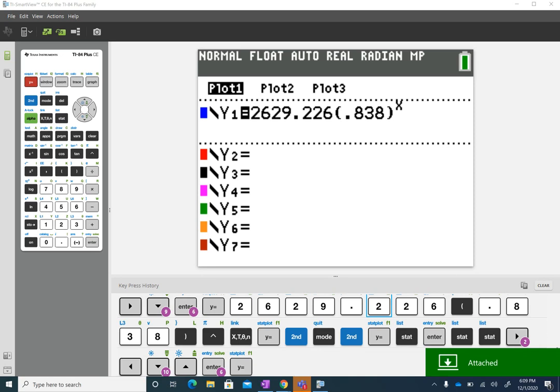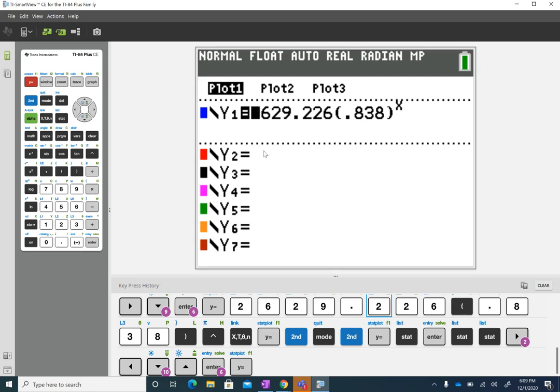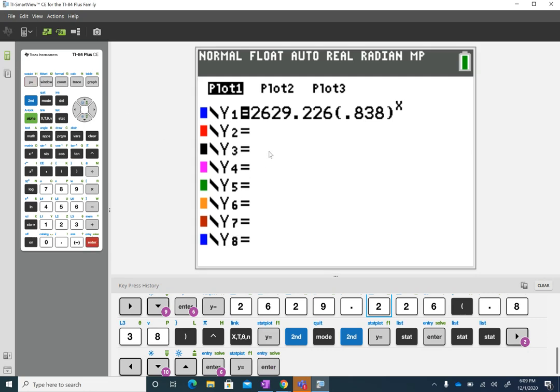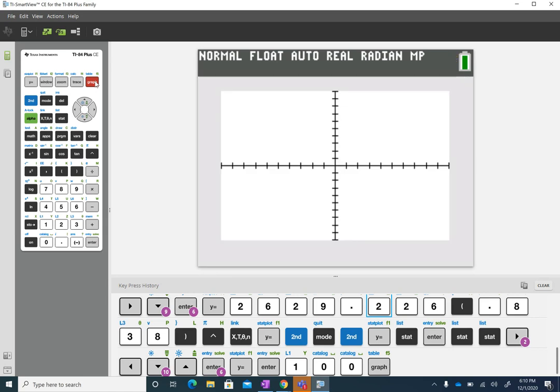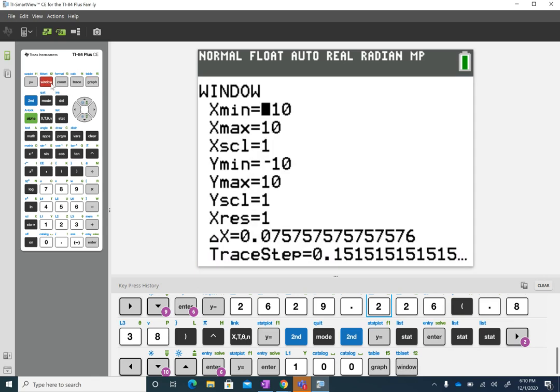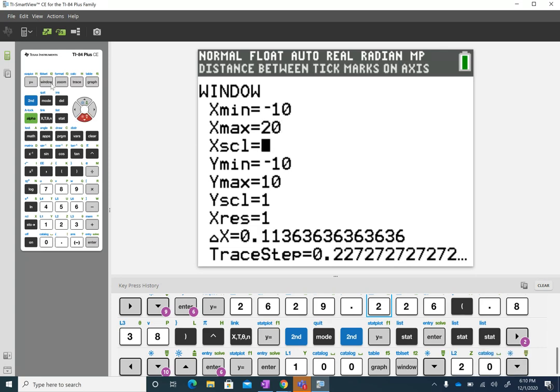Because the values in question I am talking about in comparison to 100 bacteria, that means that I am now going to go down to y2, and I'm going to type in 100. Then I'm going to graph. That is going to bring up not only my exponential function, but also my y equals. Of course, if you look here, you can see that I don't see it. That means there's a window issue. So in terms of the x's are the number of days. How long will this experiment go? Not sure, but let's say 20 days maximum.